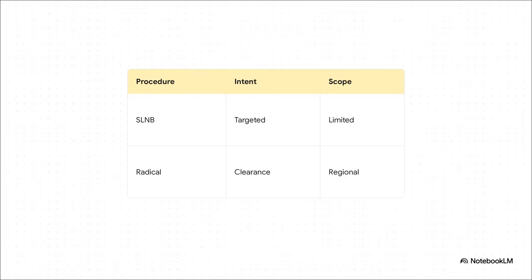Let's build on that concept. A sentinel lymph node biopsy, or SLNB, is targeted sampling of just a few draining nodes. Now contrast that with a radical lymphadenectomy, which is a massive regional dissection for complete clearance. The golden rule here? Never confuse a limited sentinel biopsy with a radical regional clearance.